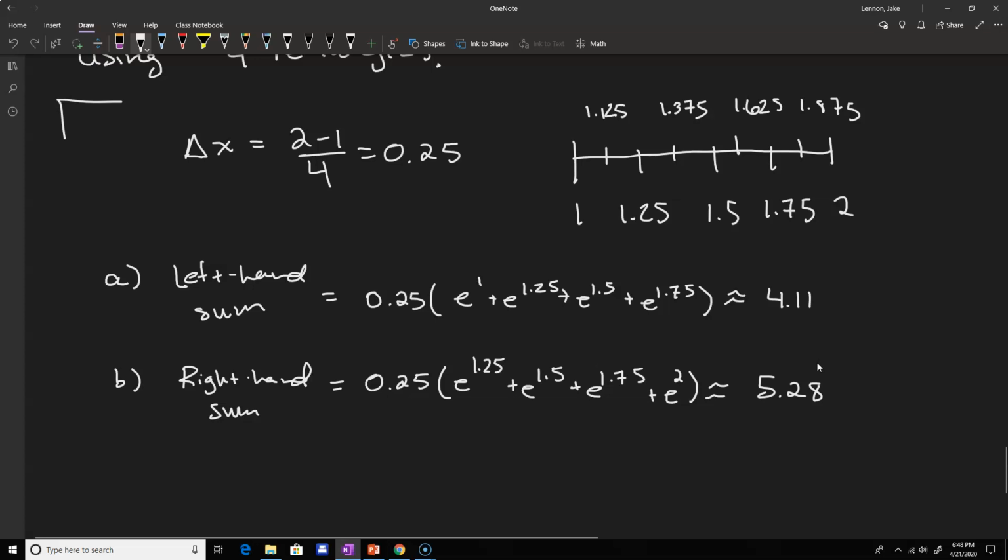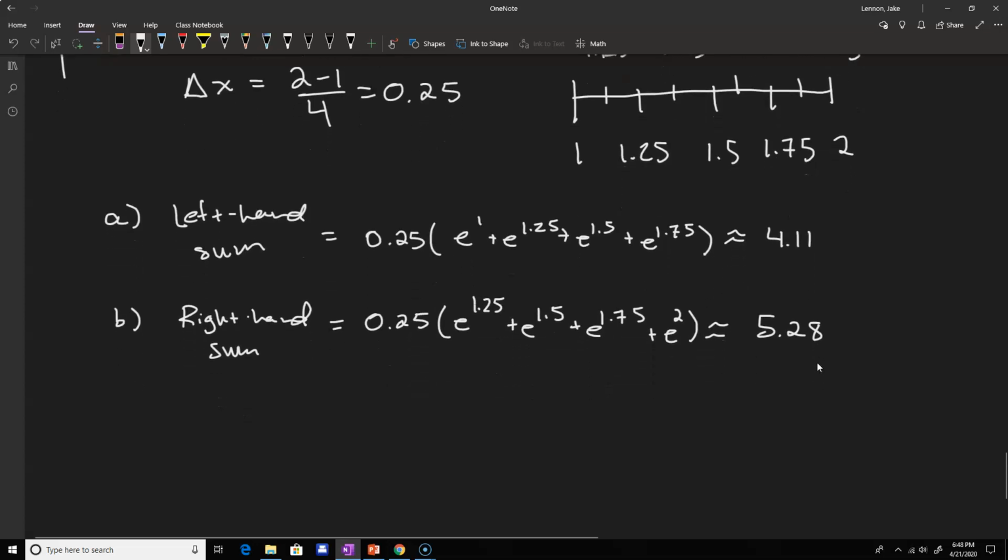So you could add those together. If we average those, we could compare that to what we get for the midpoint. Just as an intermediate step, let me figure out what that is. So 4.11 plus 5.28 divided by 2 comes out to about 4.70, 4.695. So let's compare that to the result from the midpoint.